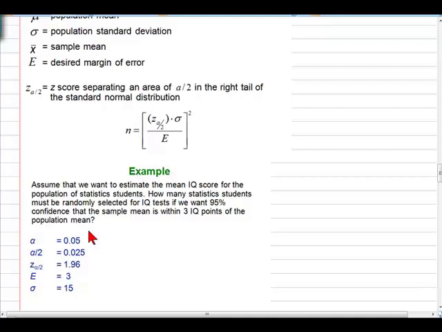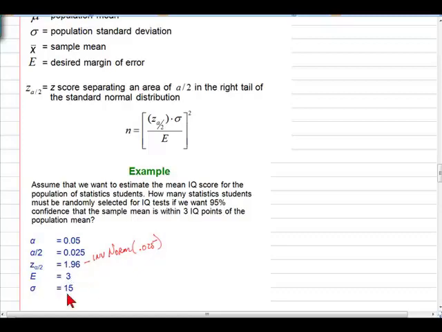Well, here, because it's a 95% confidence level, that means alpha is 0.05, so alpha over 2 is half of that. Z sub alpha over 2 then would be 1.96. How do you get the Z sub alpha over 2 if you don't know what it is? Inverse norm 0.025. And then your error is 3 and your sigma is 15.